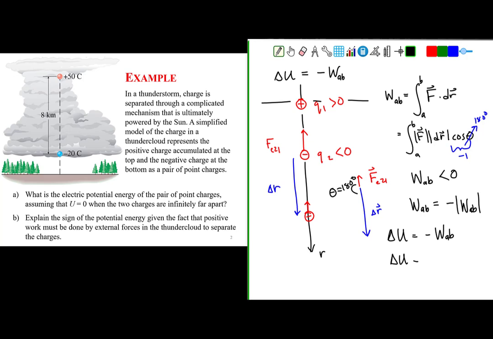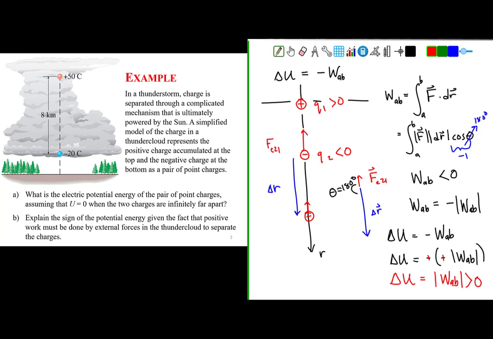So the change of potential energy as we separate these charges is equal to minus the minus of the absolute value of the work done in separating those two charges. Notice a minus times a minus is a positive. This means that the change of potential energy is equal to the absolute value of the work done, which is a positive value. So what that means here is, even though we have a negative value for the potential energy at the current charge separation, the change of potential energy in separating those charges is positive.